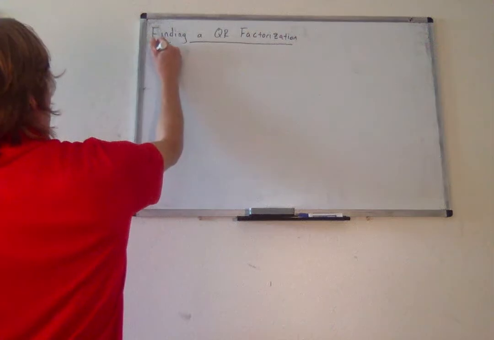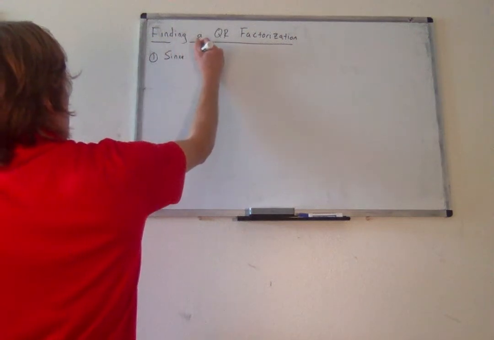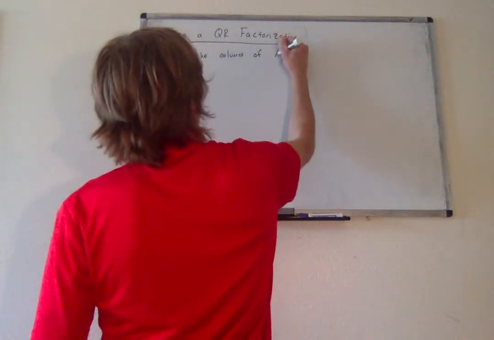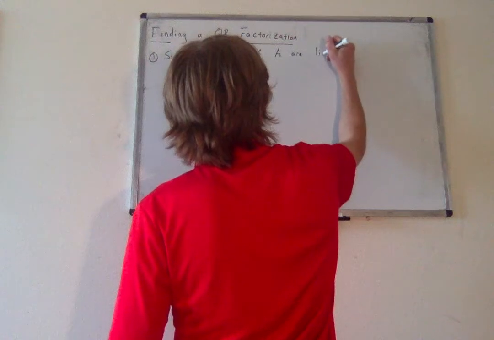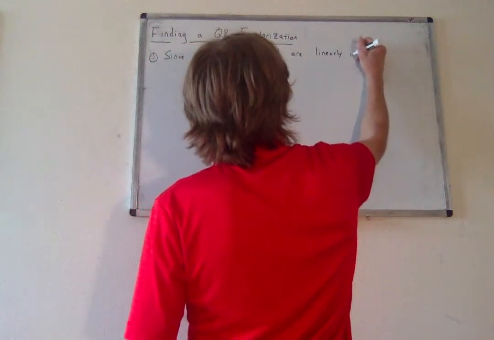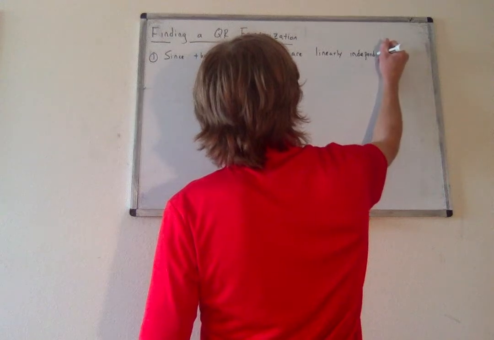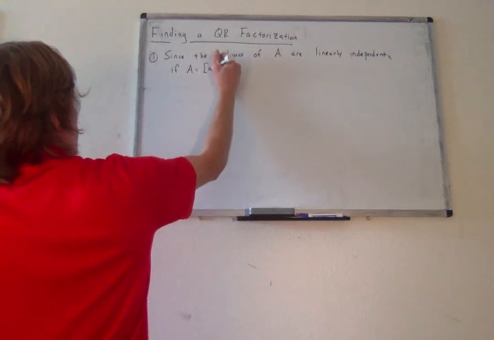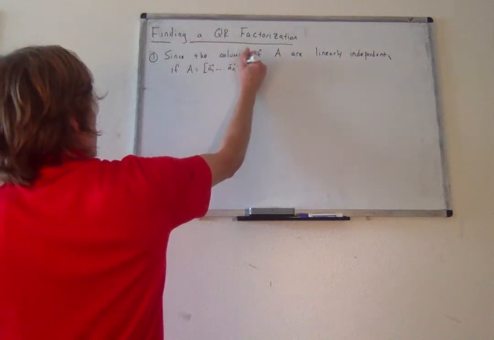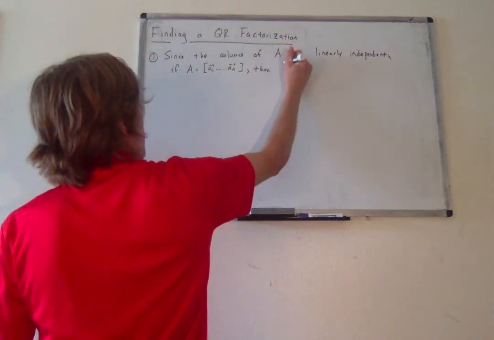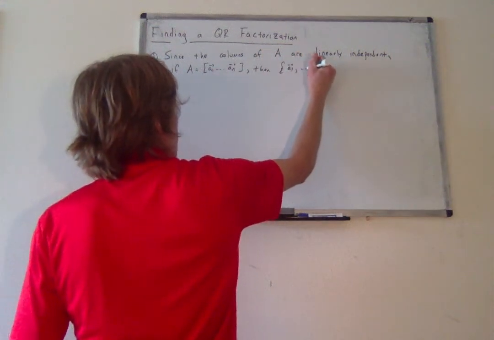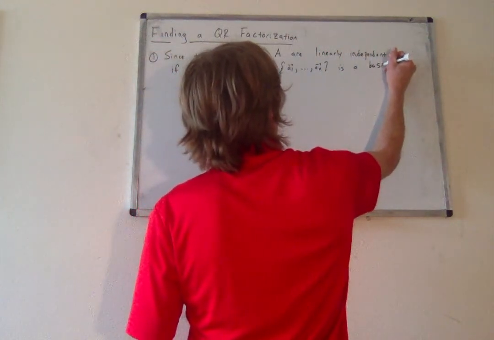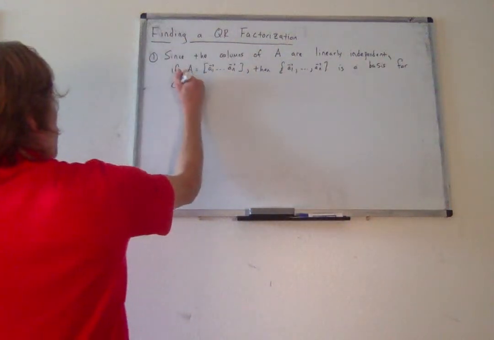So remember I stated that since the columns of A are linearly independent, that means that if we label the columns of A as A1 through AN in this way, then this set of the columns of A exactly as they are is a basis for the column space of A.